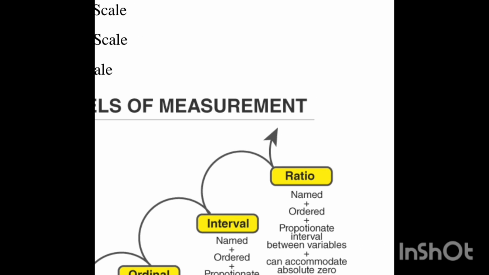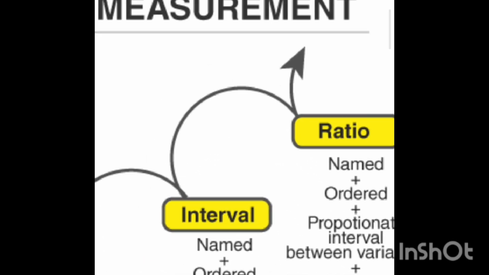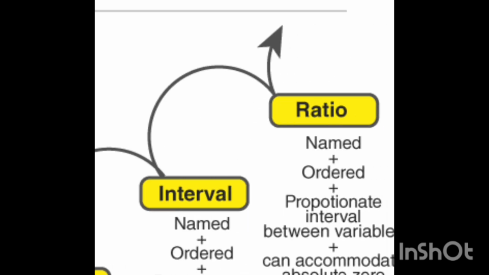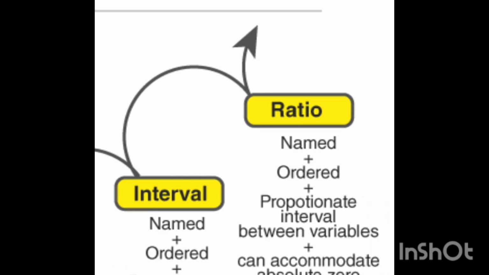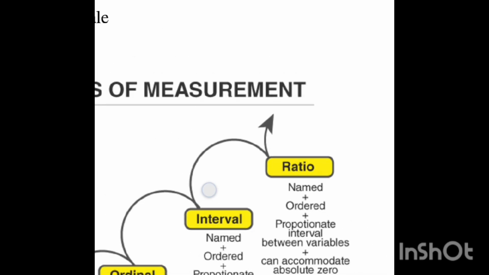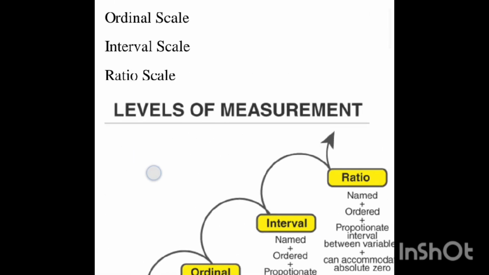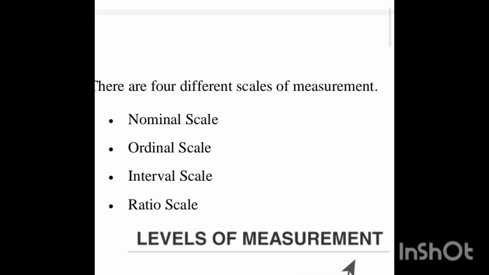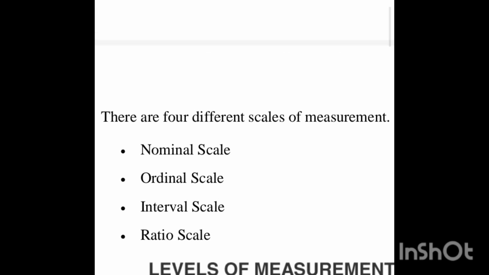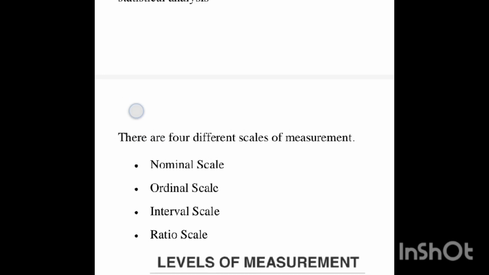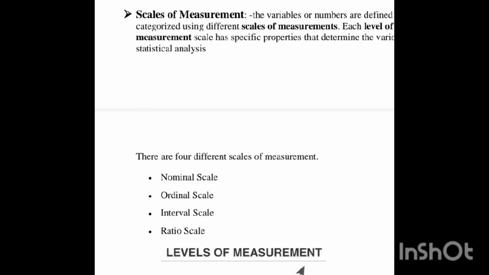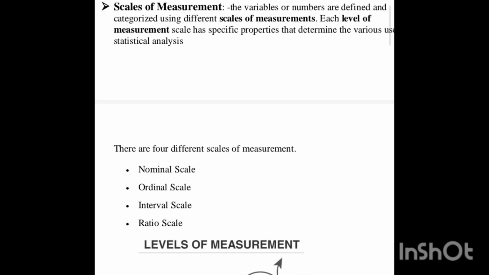Okay, coming to the ratio, it involves all the values, nominal, ordinal, and the interval also, with the 0 starting value. This is a very important definition, levels of measurements, and easy to understand. Nominal, ordinal, interval, and ratio scales. Okay, this is very useful for both BSc and BCom students also. Please learn thoroughly.